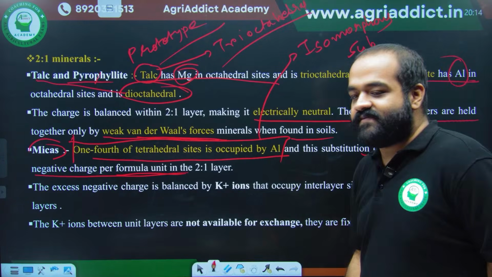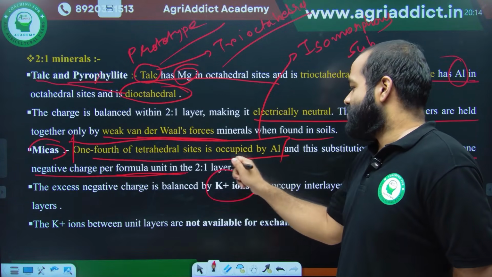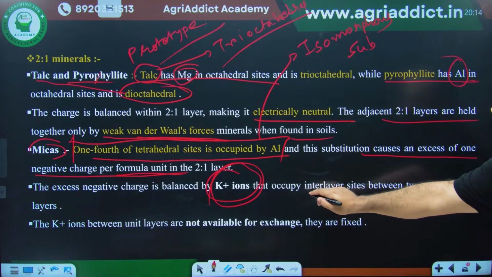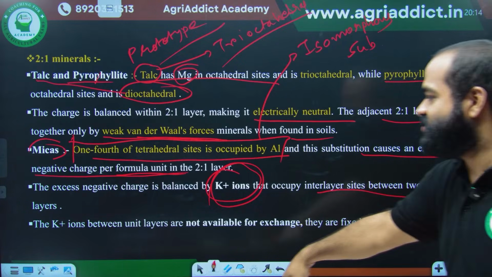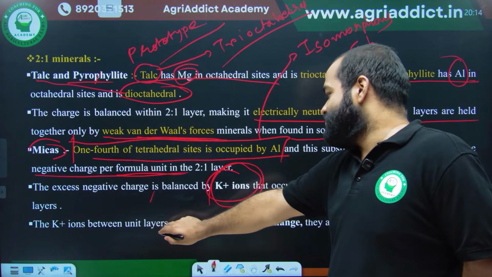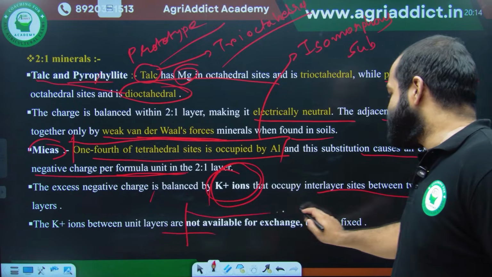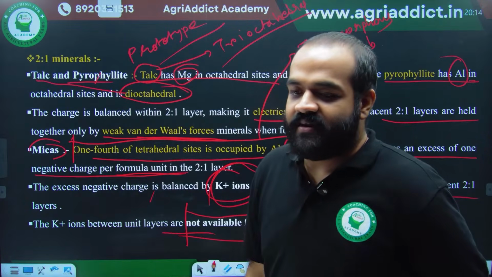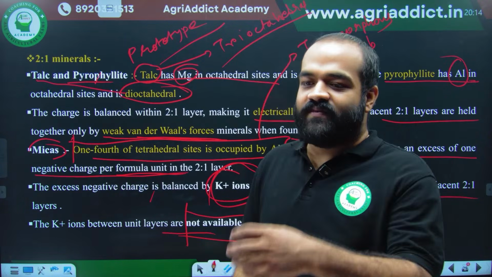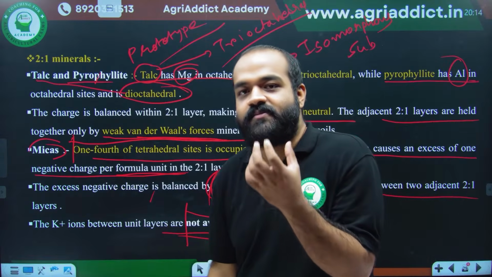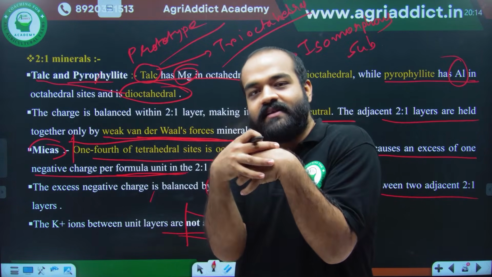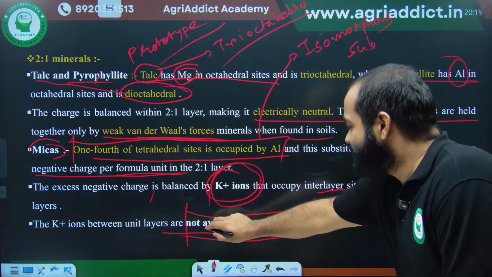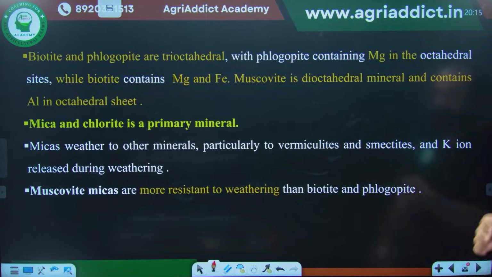This excess negative charge is balanced by potassium. That is why mica has very high potassium content, which occupies the interlayer sites between two adjacent 2:1 layers. The K plus ions between unit layers are not available for exchange. Why? I have already explained this at length. Because of the ditrigonal cavity, which is very similar in diameter to the unhydrated potassium ion, it holds it like this and does not let it go. That is why it is not available for exchange.